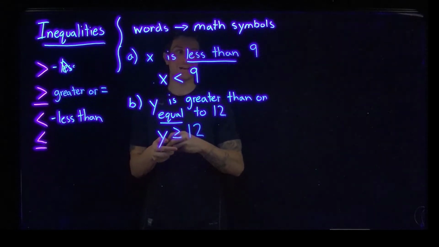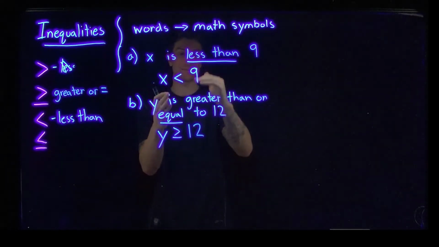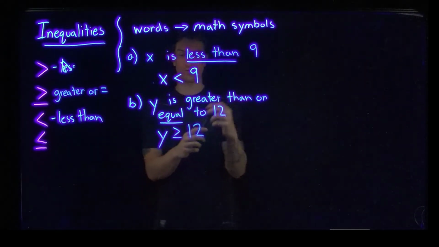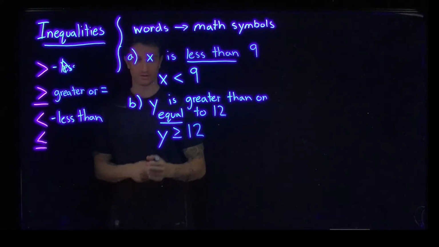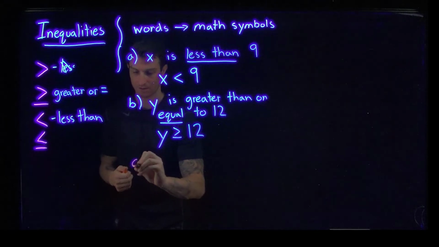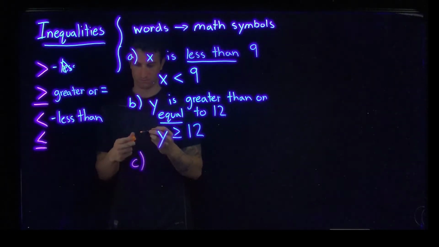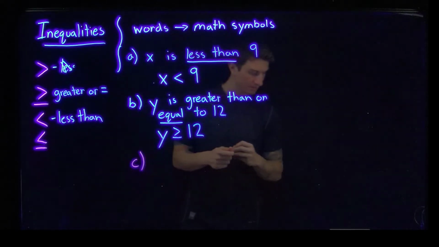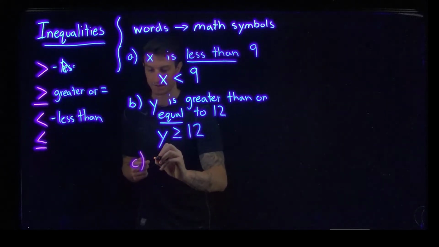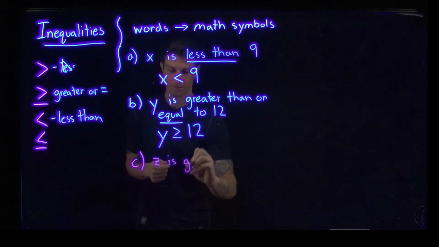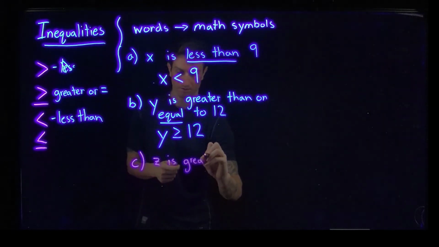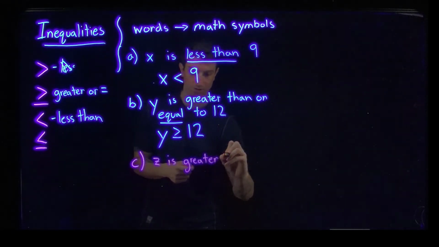Make sure to write down these examples because I'm going to use these same examples moving forward. And we'll do one more. So let's do C. Let's say z is greater than -2.